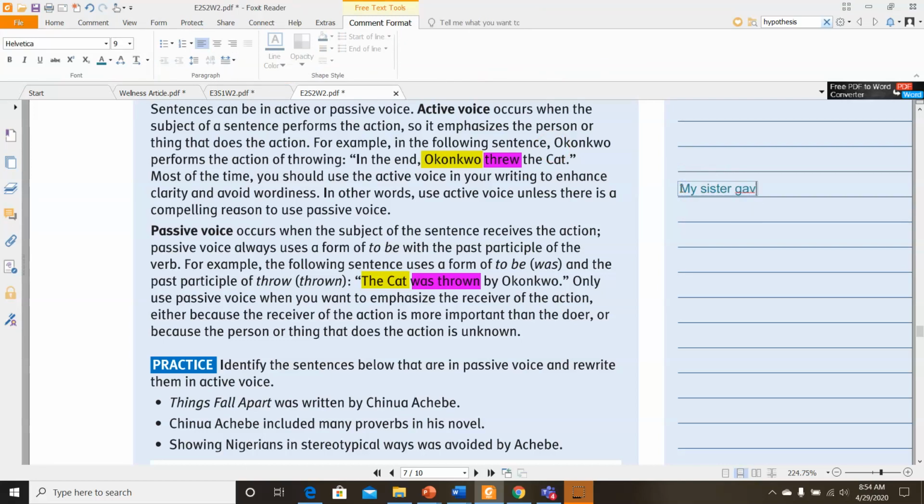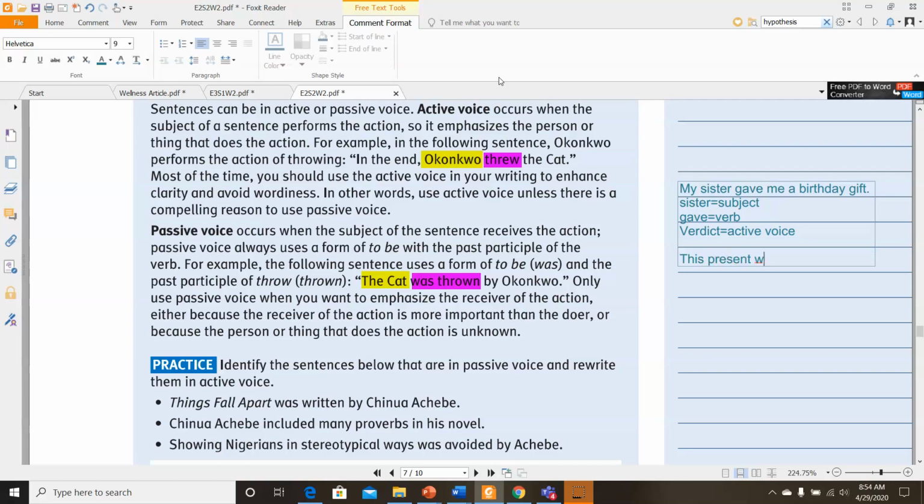My sister gave me a birthday gift. Here, my sister is the subject, and the verb is gave. So the subject is doing the action of giving. So our verdict is that it's in active voice.